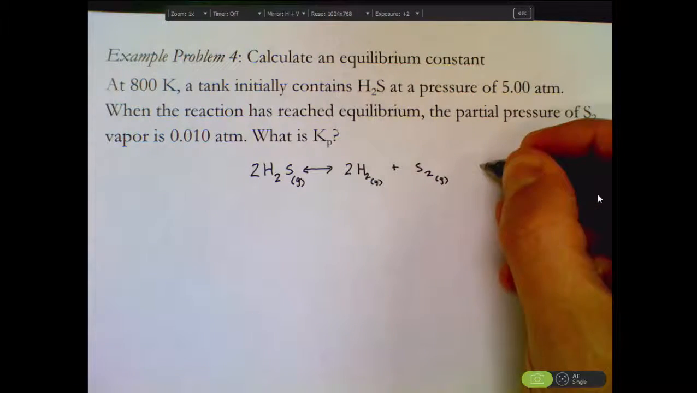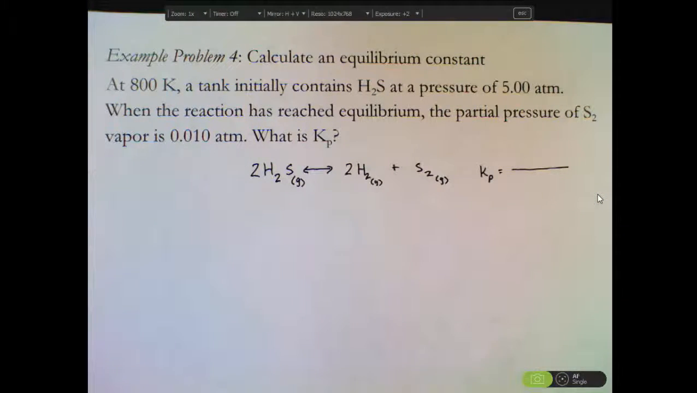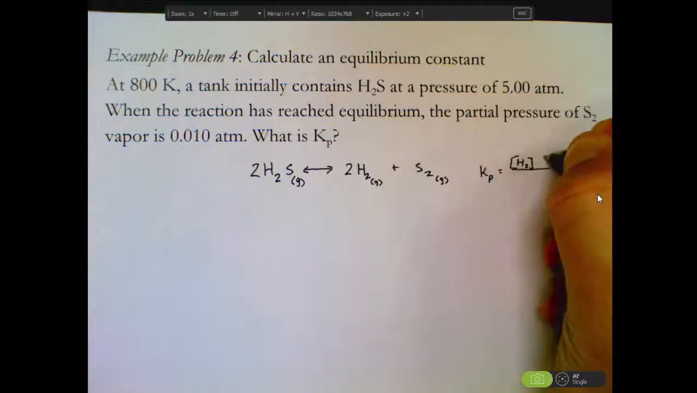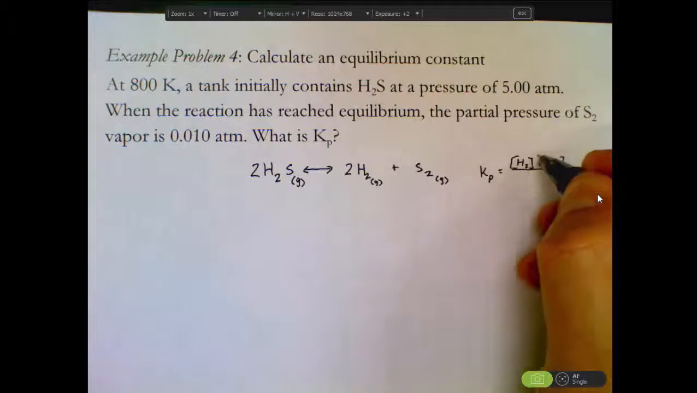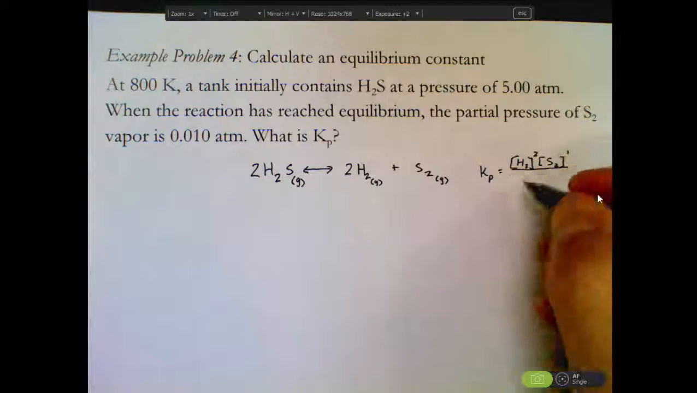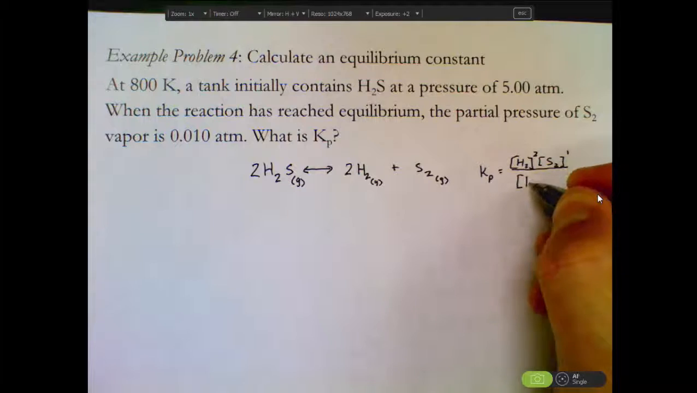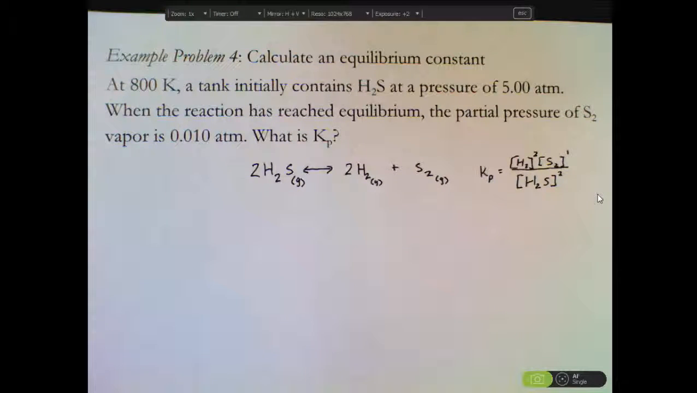Once you have an equilibrium equation, you can write out the equilibrium expression where you put the products over the reactants. So we need to have hydrogen in the numerator and sulfur in the denominator, and then our coefficients become the powers. I think I said sulfur in the denominator. I also meant sulfur in the numerator, and then the H2S in the denominator. So that's our equilibrium expression.